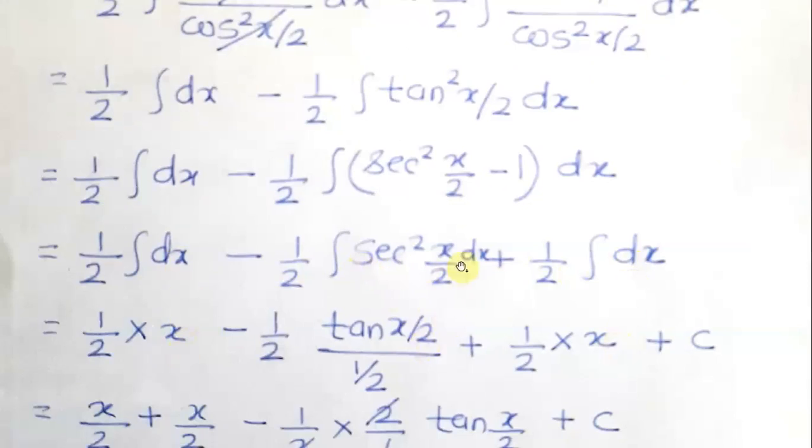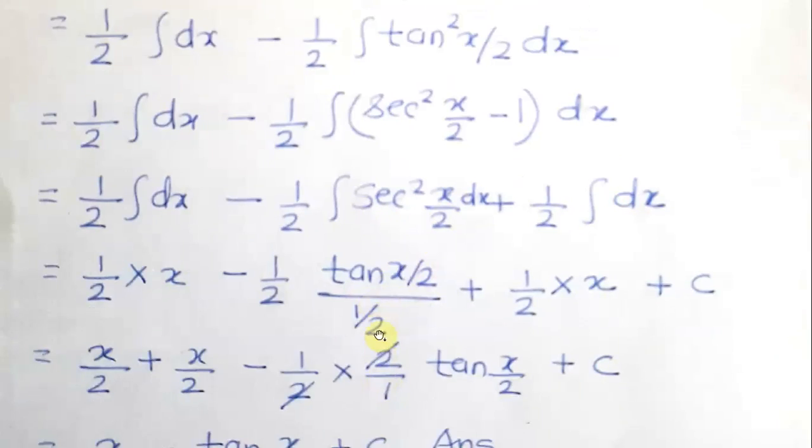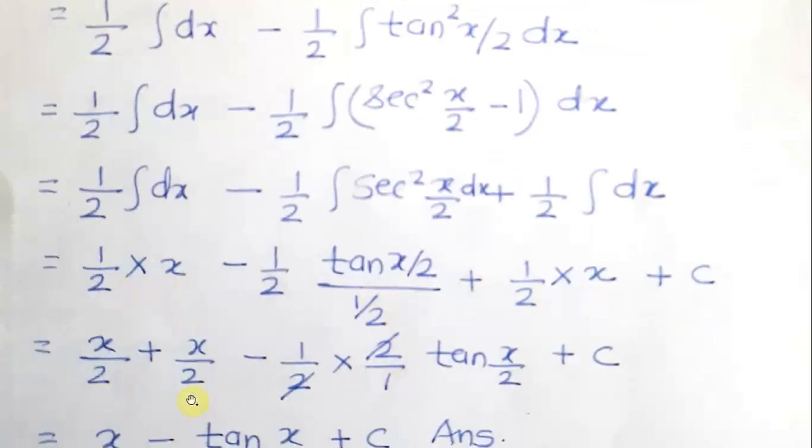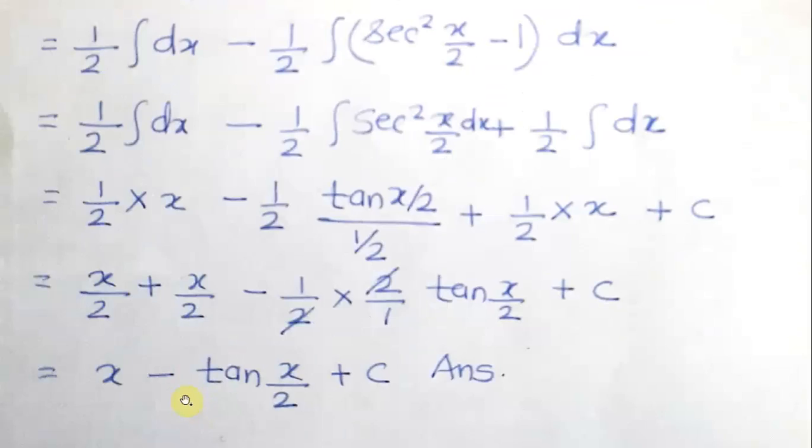Okay, integration of sec square theta will be equal to tan theta, and differentiation of x by 2, as we did in the previous question, it will become 1 by 2, because differentiation of x is 1 and upon 2 will be as it is. Okay, so now this 1 upon 2 will go up, will become 2 upon 1, and this x upon 2 and x upon 2, I wrote together x upon 2 and x upon 2 will become here x. Okay, so x minus 2 tan x by 2 plus c. This is the answer of our question.